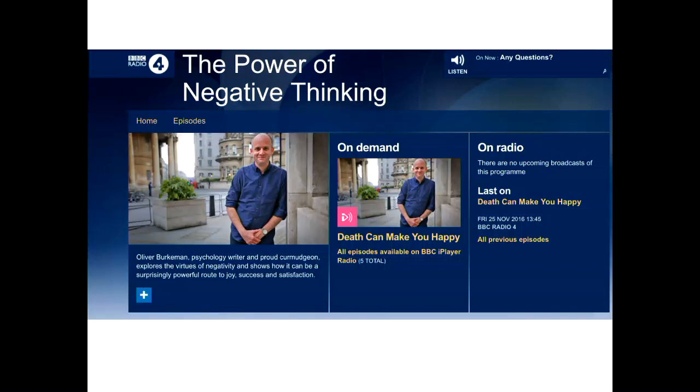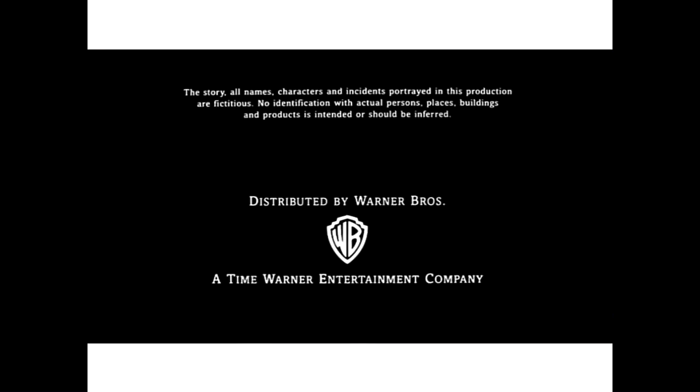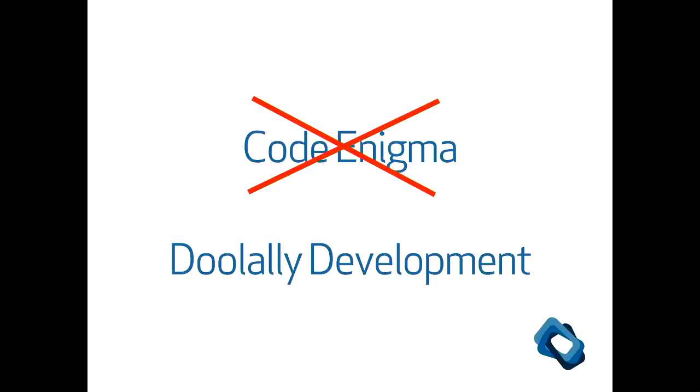Now, having talked about negative thinking and why everything goes wrong, and having shown you a slide of Code Enigma, I do not want you to think I'm talking about Code Enigma. I'm talking about a friend of mine who works in another agency. Everything I say, therefore, doesn't bear any relationship to any real people. But just in case I accidentally use the word we when talking about screw-ups, just remember, it's not Code Enigma. I'm talking about another company called Dulally Development.